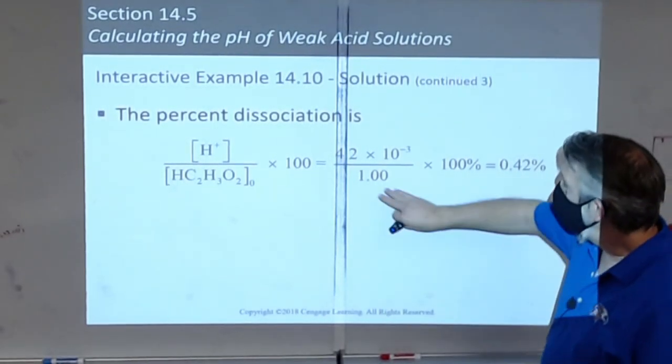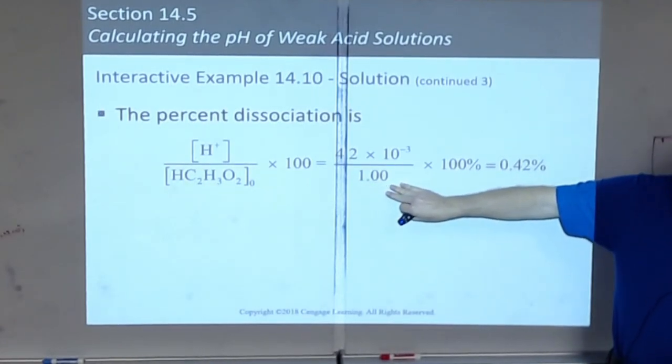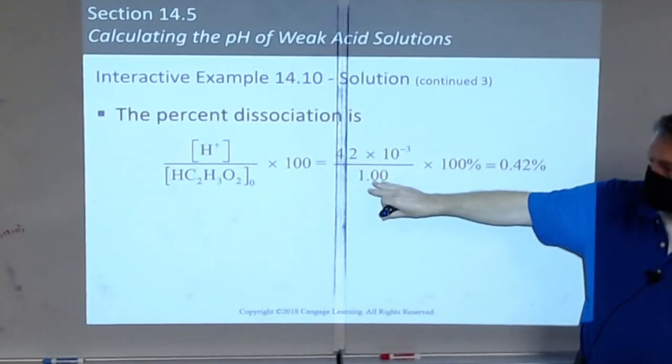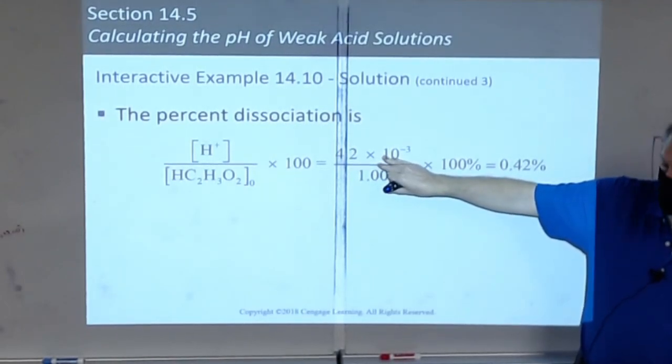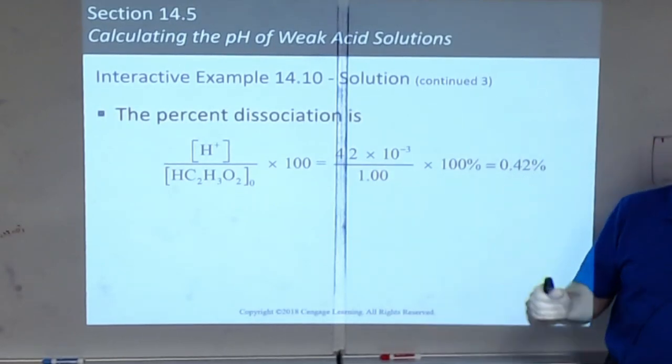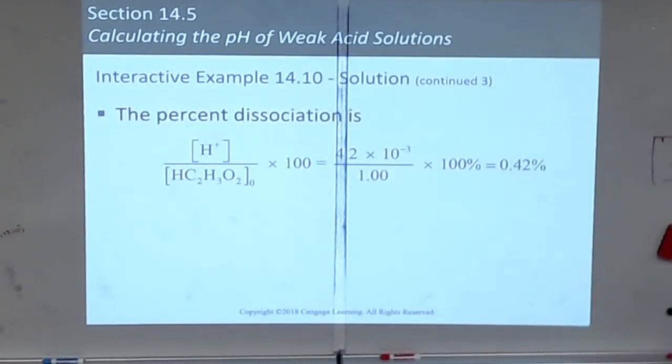This is multiplying it by 100. Well, in this case, the 1 was on the bottom. You'd have to look at whatever was in the bottom, whatever your initial concentration was. That's how much ended up becoming hydrogen ions, and that's how much your initial acid was. So this is a 0.42% dissociation. If the bottom was 2, then it would be 0.21%. Alright.